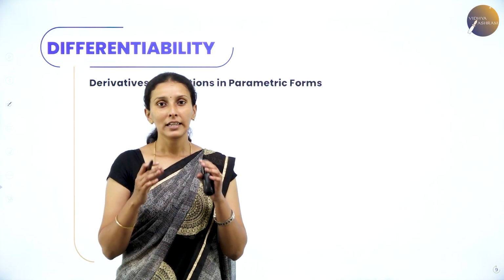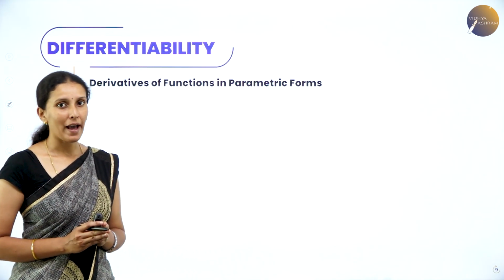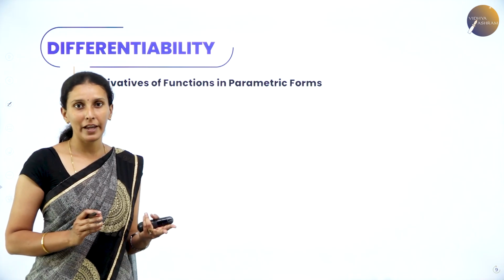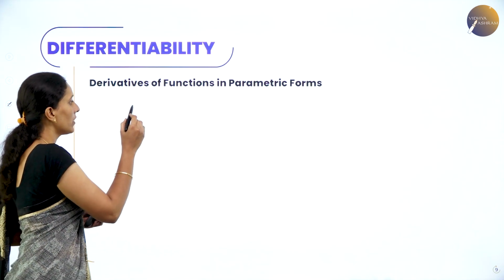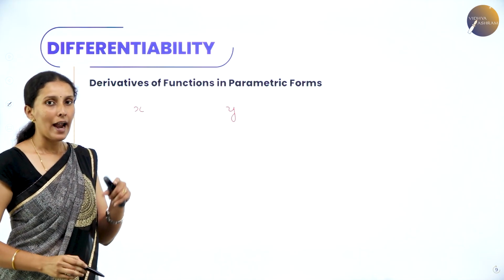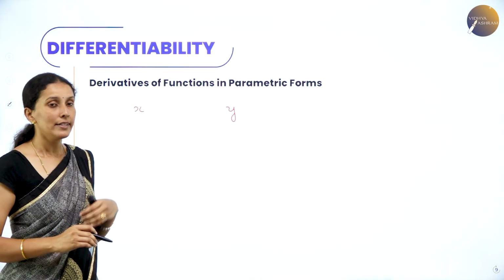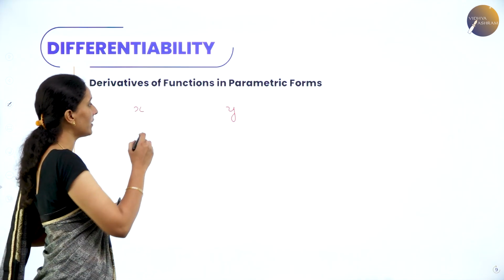Next, we come across the derivatives of a parametric form. What is this parametric form? Whenever a third variable is introduced along with x and y. So here, suppose we have x and y as two variables, and x and y are expressed with the help of the third variable. Let me take it as theta now.